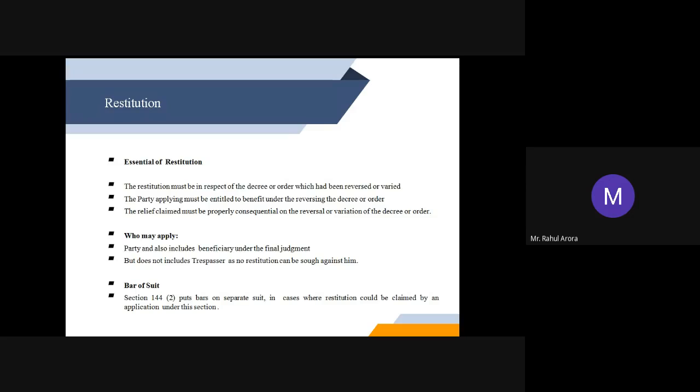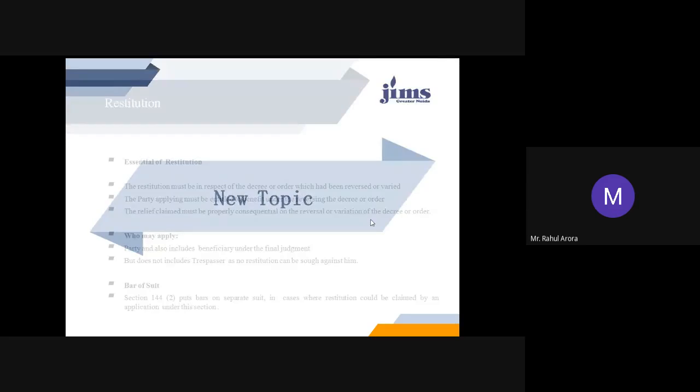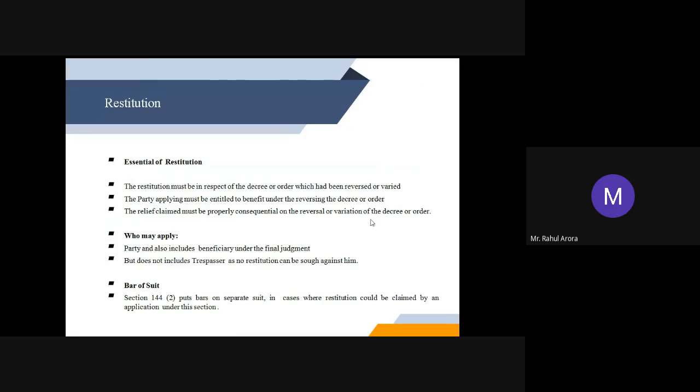Who may grant restitution? An application for restitution lies to the court which has passed the decree or made the order. Is there any format of this application? No specific format has been prescribed by the court for making an application for restitution. Whether the doctrine of res judicata would be applicable? Yes, the doctrine of res judicata would be applicable to the executing proceedings as well.